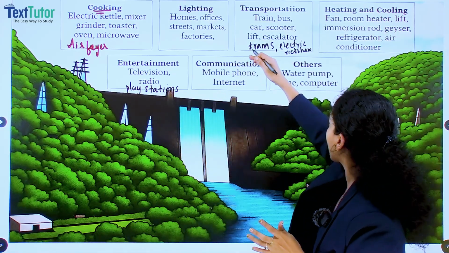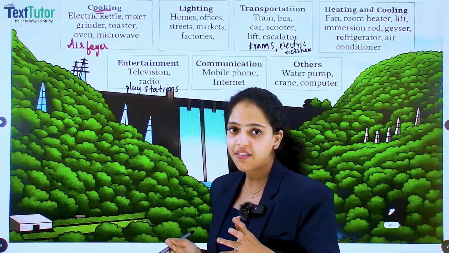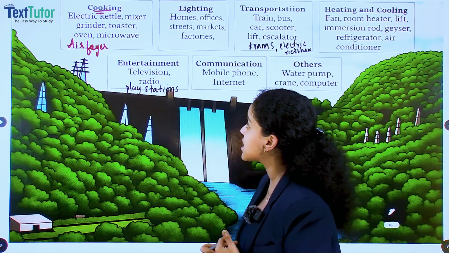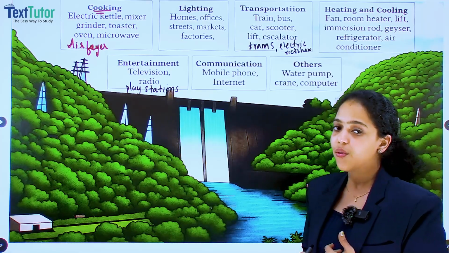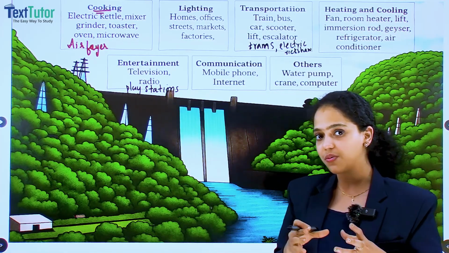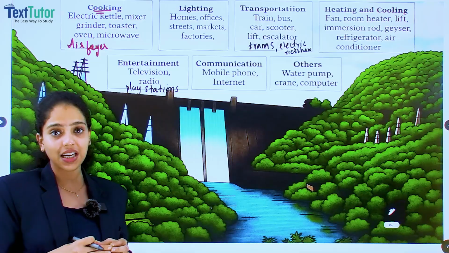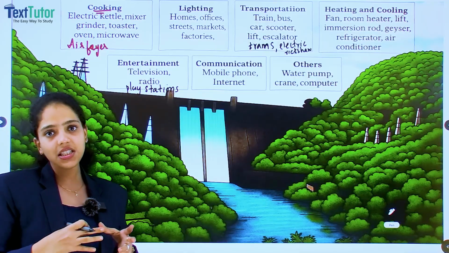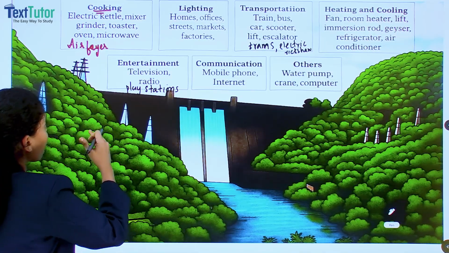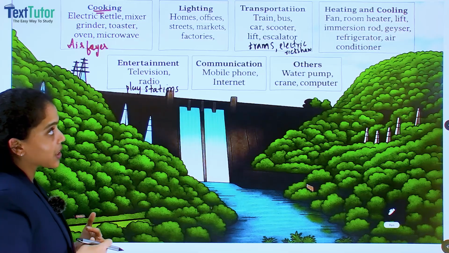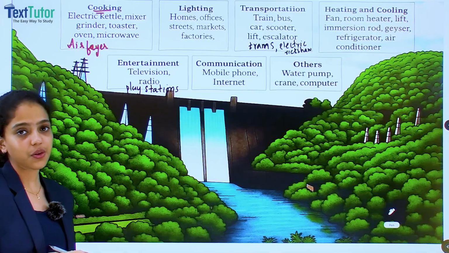So here there are up to 7 tables in which we can see the uses of electricity in various fields. There are lots of uses of electricity. By using electricity, we can convert electrical energy to different forms of energy, and we can use this electricity in various processes in our day-to-day life. Here there are cooking, lighting, transportation, heating and cooling, entertainment, communication, and there are lots of examples for this.